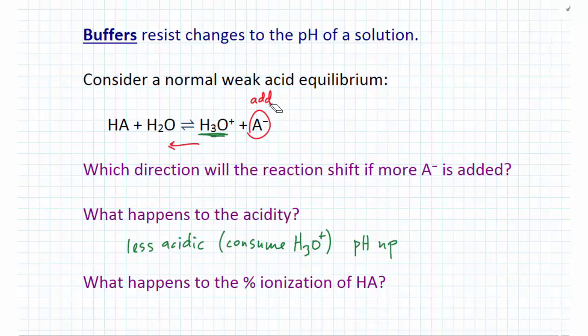Percent ionization is really this concentration divided by the original acid concentration. So what happens if we're shifting that way? What would happen to the percent ionization? Yeah, think of it as making more intact HA molecules.